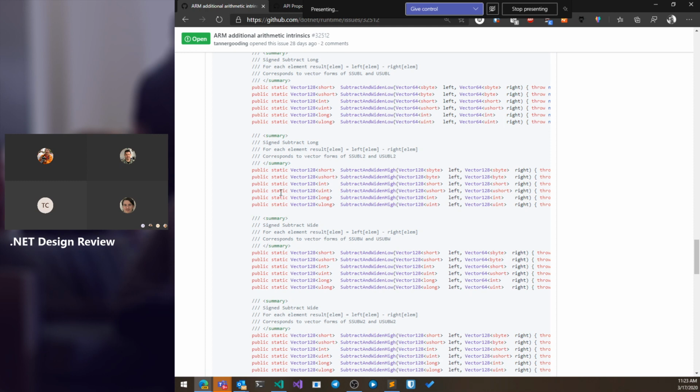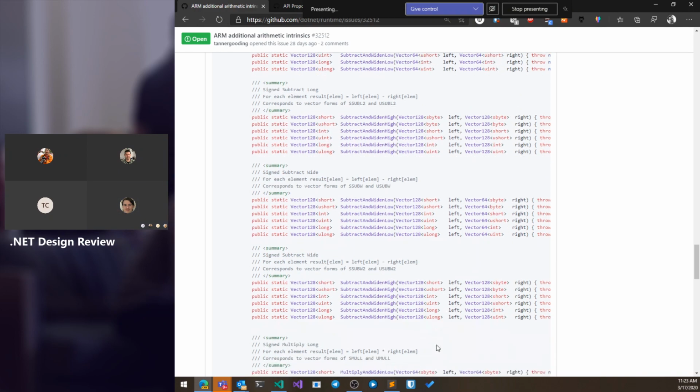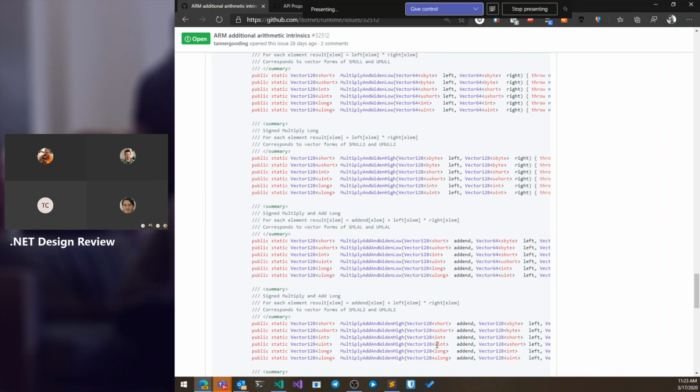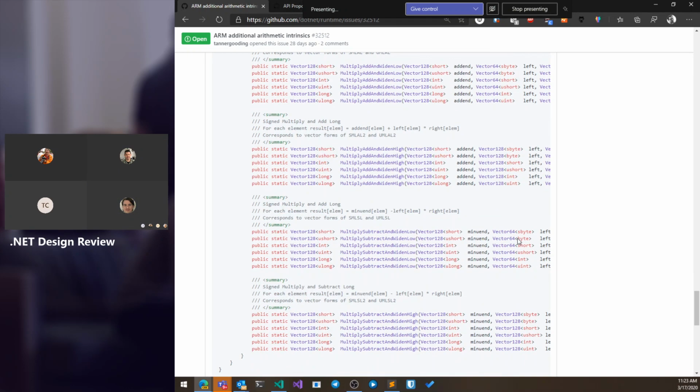So then all of these should be named subtract widening lower. Yes. Okay. And then I guess these are all multiply widening lower / multiply widening upper. Yep. And then the other ones, basically this group here, should all be multiply widening lower and add.